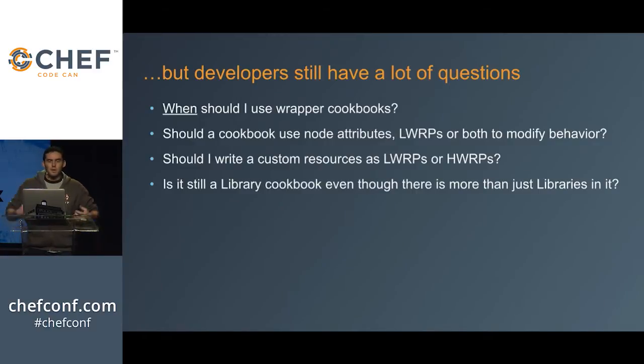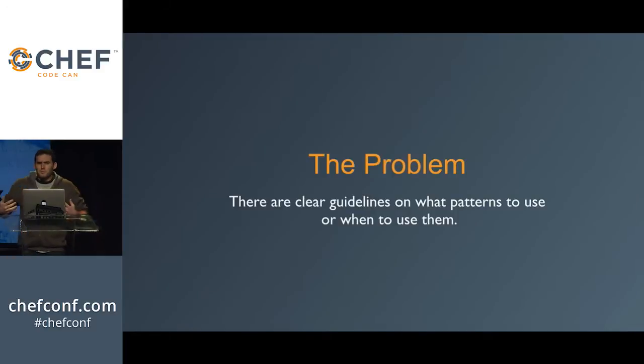about these patterns. When should I use a wrapper cookbook? Should a cookbook use node attributes, LWRPs, or both to modify behavior? Should I write custom resources as lightweight resource providers or heavyweight resource providers? Am I a bad person if I don't use Ruby? And is a library cookbook still a library cookbook if there's more than just libraries in it? So there's a lot of confusion around those terms. And what we really need are clear guidelines on what patterns to use and when to use them.